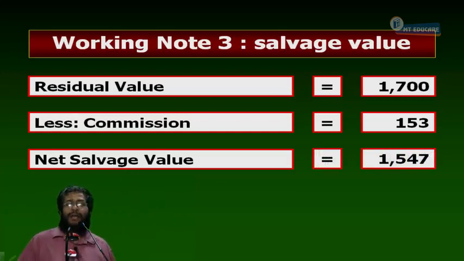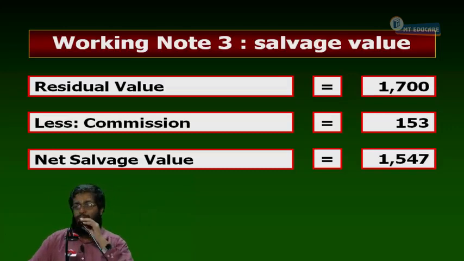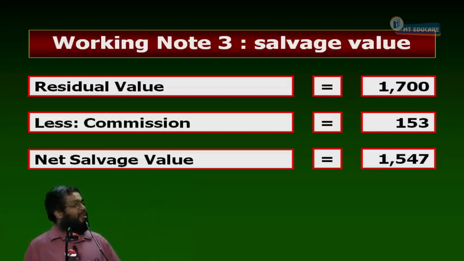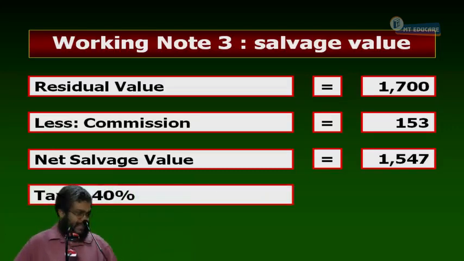Gain and salvage value are the same. Because the computer's book value is zero, I sold it for how much? 1,547. Why is the computer value zero? I fully depreciated it. Yes or no? So a zero-value computer I have sold for 1,547, so the entire amount becomes gain. On the gain, do I pay tax or not? Yes. Tax at 40%.